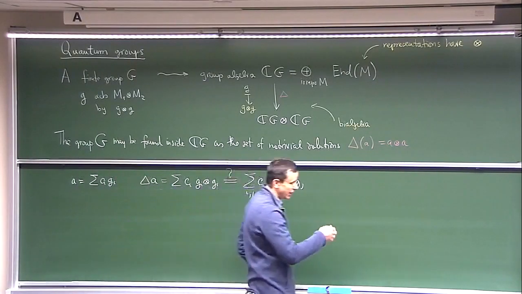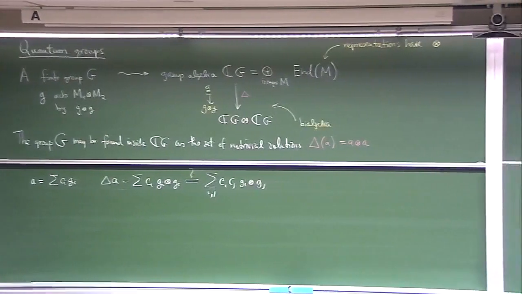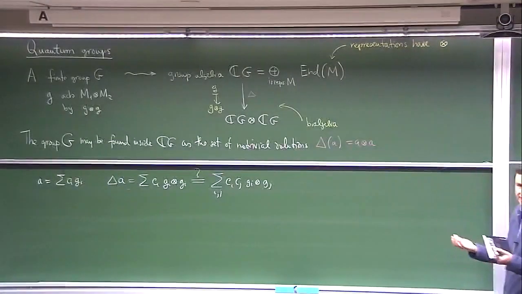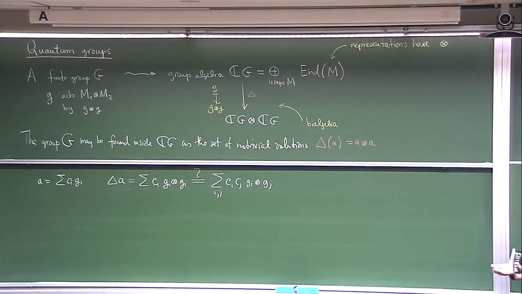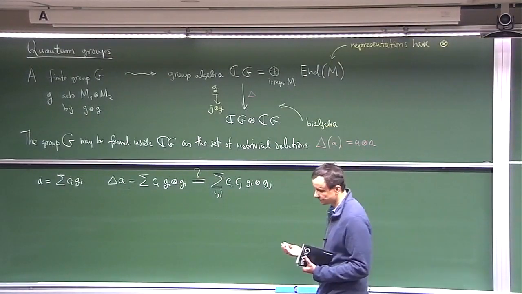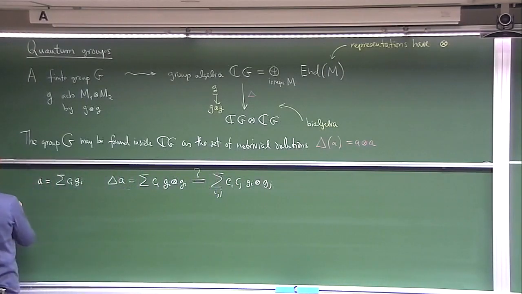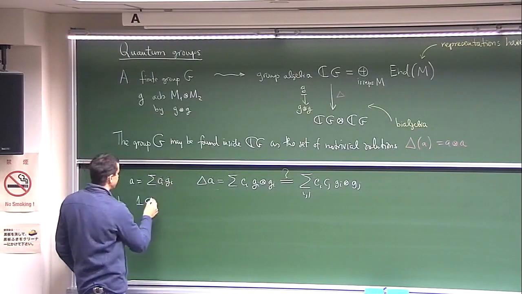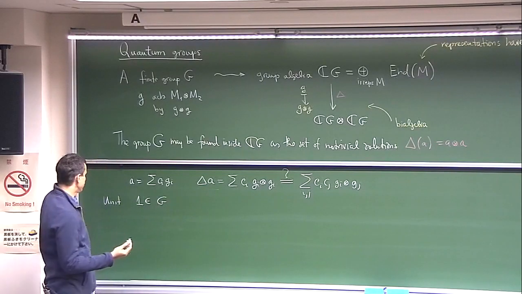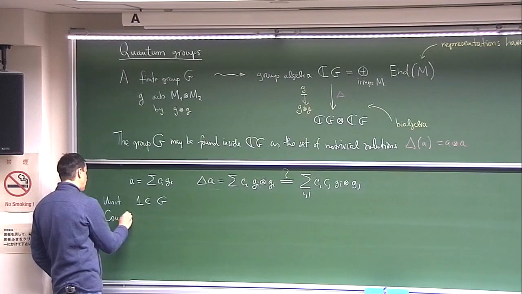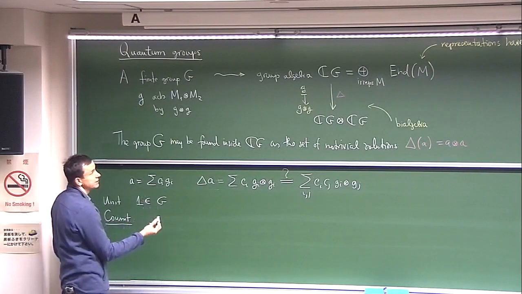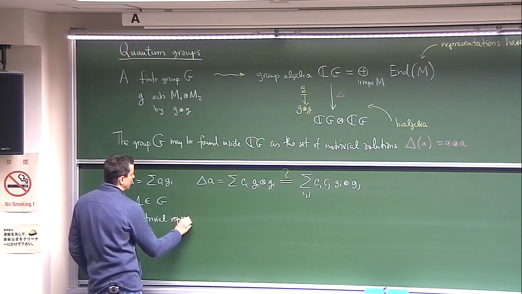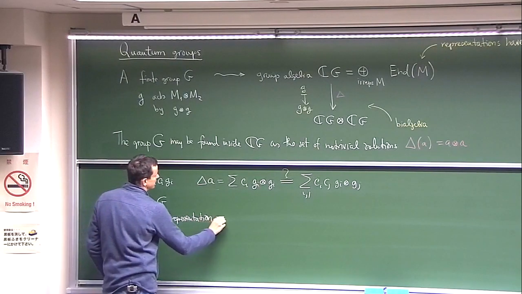To stress, this structure of coproduct has all the axioms that are opposite to the axioms of multiplication. We have a unit, which is just the identity element inside G. The dual notion is the notion of co-unit. This is the trivial representation.